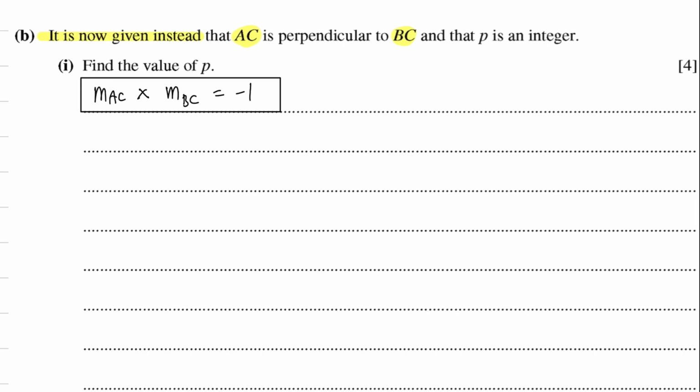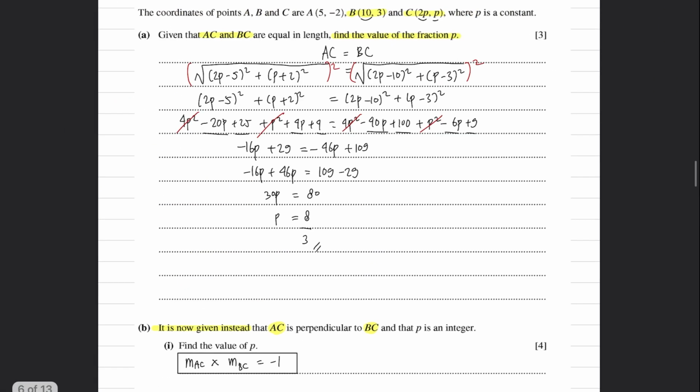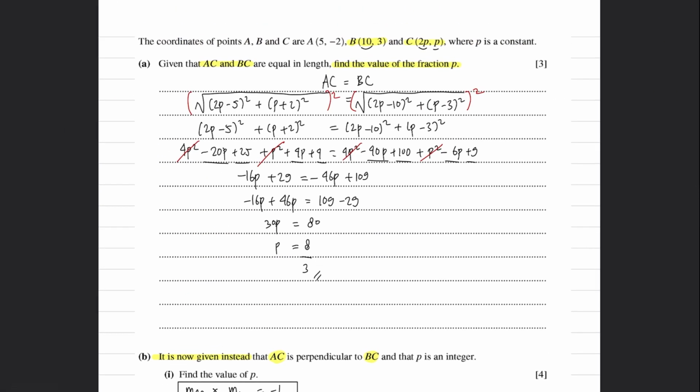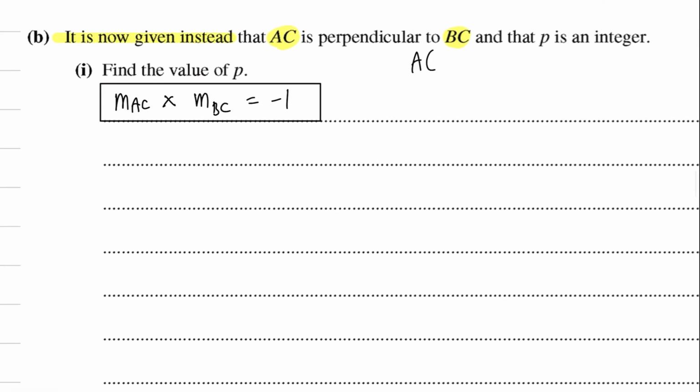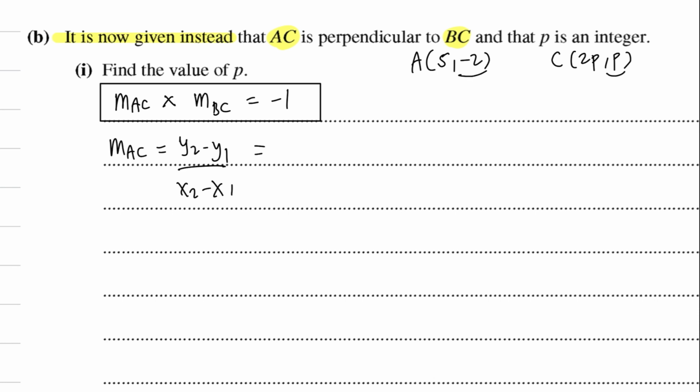So let's find MAC and MBC first. Let's find AC. So A is 5, minus 2. C is 2p, comma, p. So the gradient MAC is y2 minus y1 over x2 minus x1. So just subtract y2 minus y1, so p plus 2, over x2 minus x1, 2p minus 5.